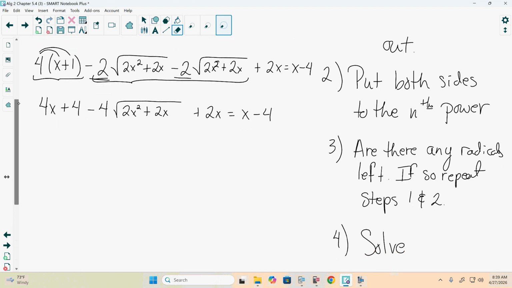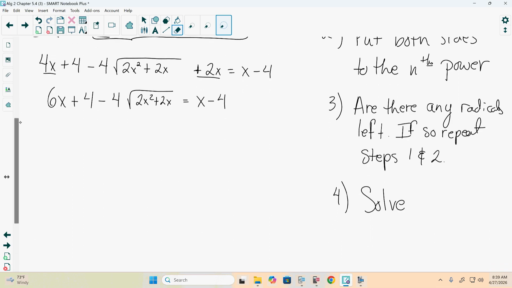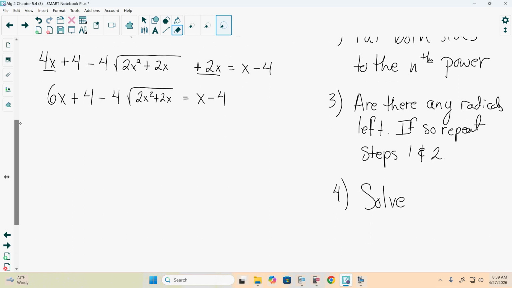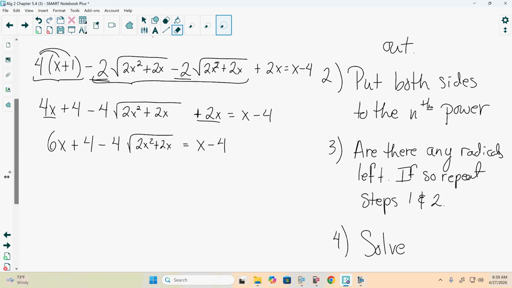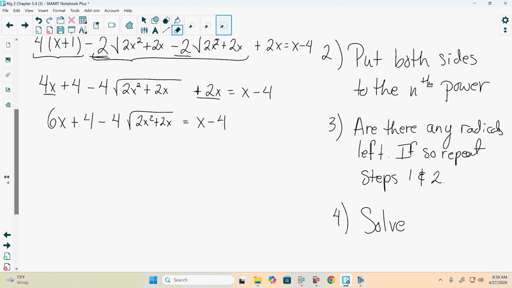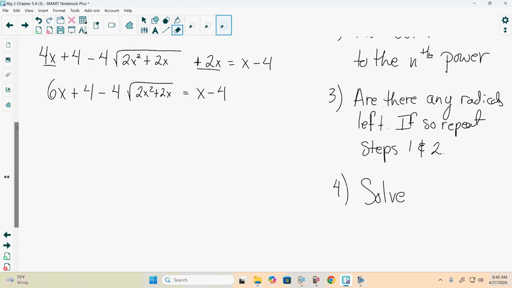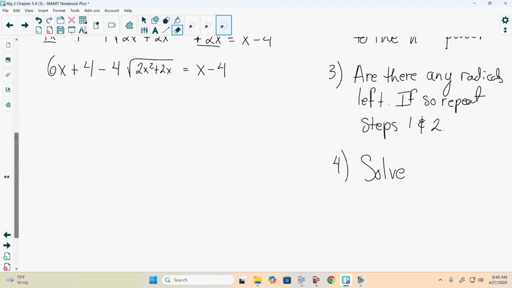Now at this point here, we do still have some like terms we need to simplify and reduce. 2x and 4x would give us 6x plus 4 minus 4 times the square root of 2x squared plus 2x is equal to x minus 4. So we've done all the simplifying on either side. We've got everything reduced as far as possible. So we've finally finished step 2. It's taken us a minute to get there, but we finished putting both sides to the nth power and simplifying where possible.